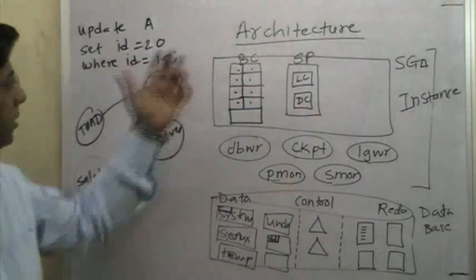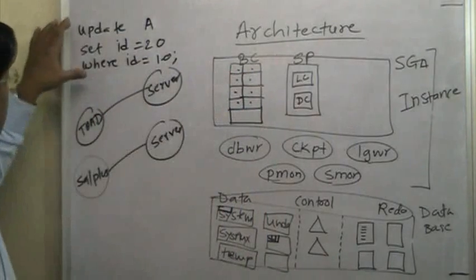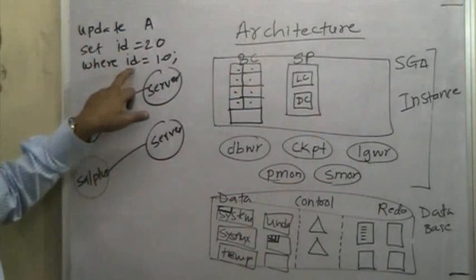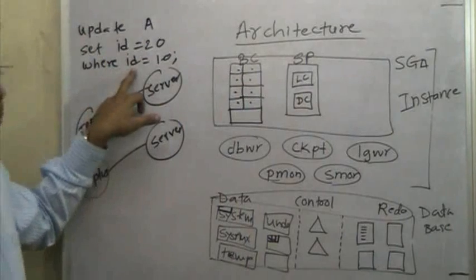Now once the data is brought into the buffer cache, then Oracle, the server process, will go and try to find out where is the row for ID equal to 10?